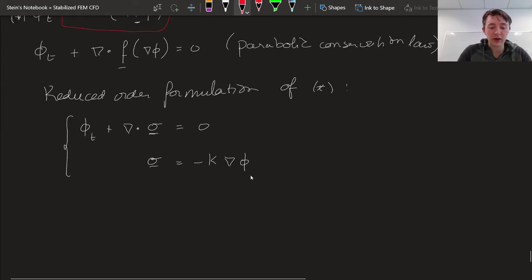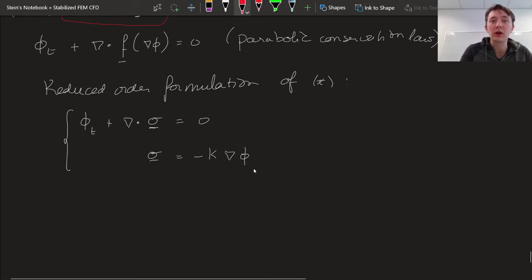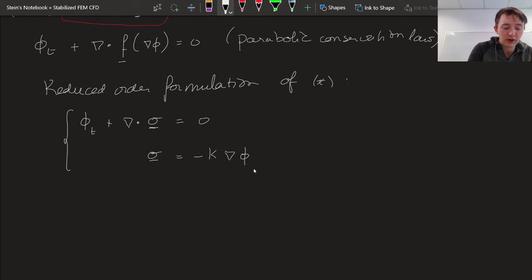As I proceed, I'll operate under the assumption that we are in the steady limit. So the case where phi sub t is equal to 0.